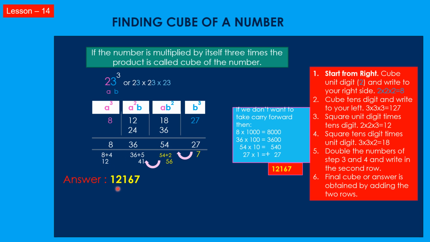And if you do not want to carry forward the numbers, you simply do 8 times 1000, 8000, 36 times 100, 54 times 10, 27 times 1, add up all the products, and you will get the same answer, 12167. So the cube of 23 is 12167.